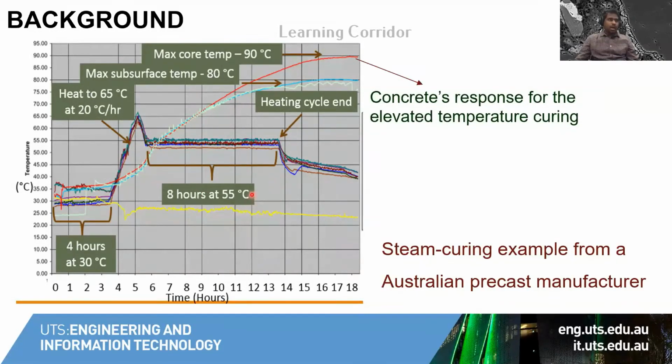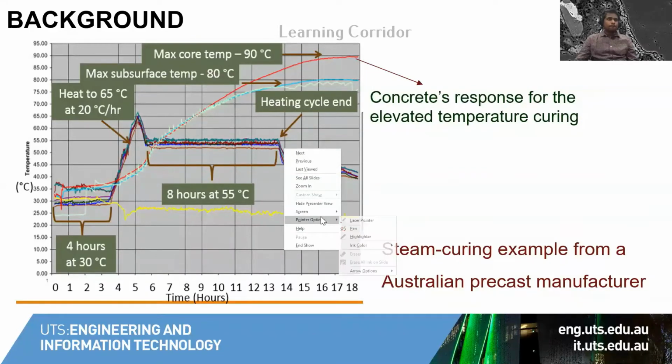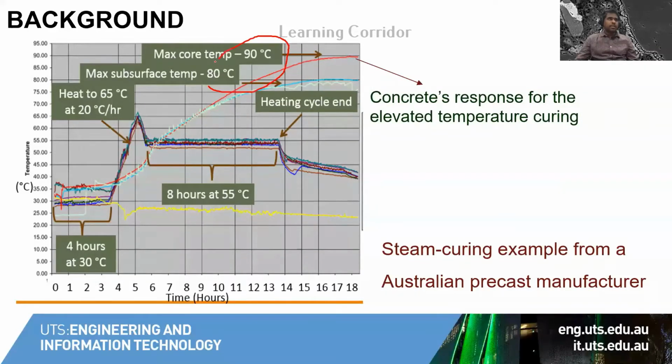But for this 55 degrees Celsius, the concrete actually reaches somewhere between 80 and 90 degrees Celsius. Why does concrete go up to 80 to 90 degrees Celsius for an applied temperature of 55 degrees Celsius? Because concrete hydration is an exothermic reaction. The supplied external heat energy acts as a catalyst for the hydration reaction.